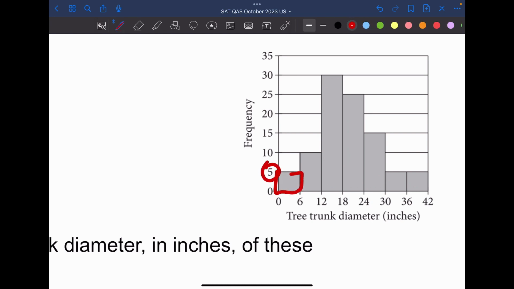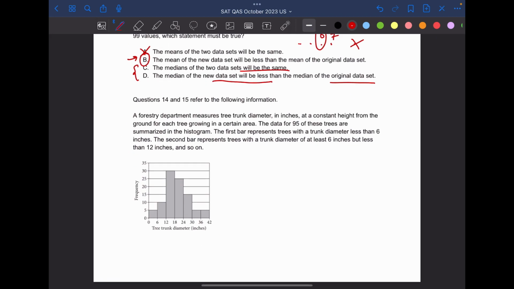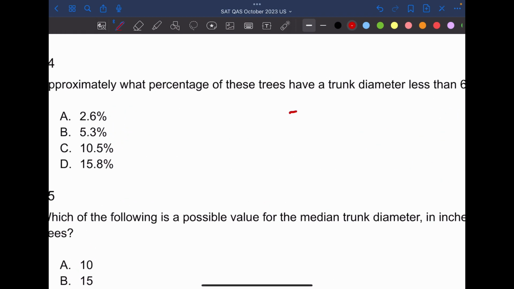This is 5. So these are 5 trees over here. And we also know that if you go back to the question, we had 95 trees summarized in our actual question. So we have a fraction which equals 5 over 95 because 5 is the number that we want, and 95 is the total number of trees.